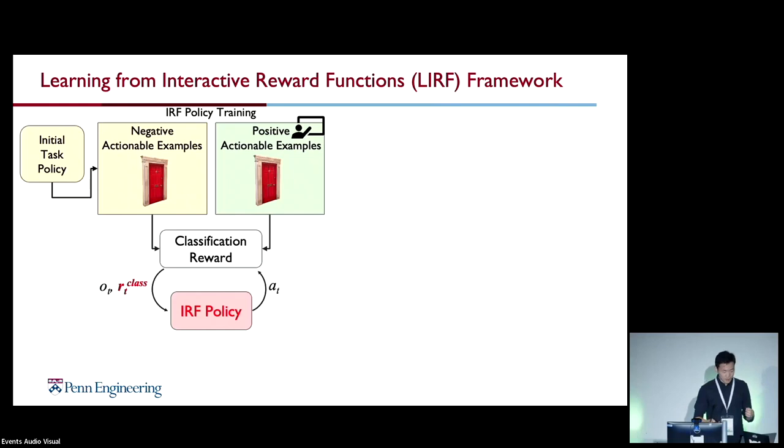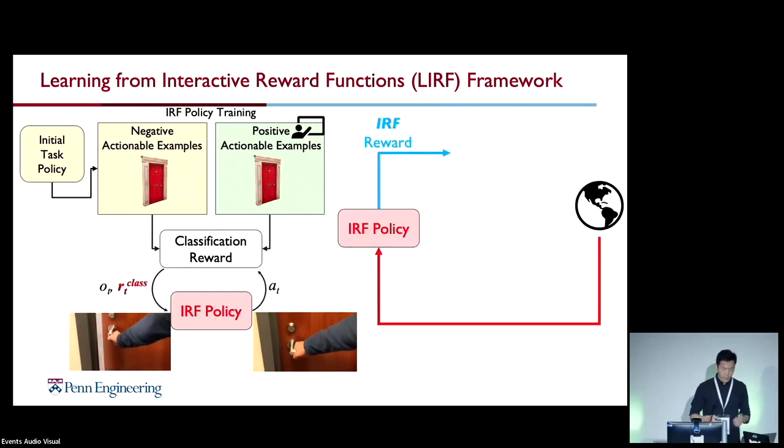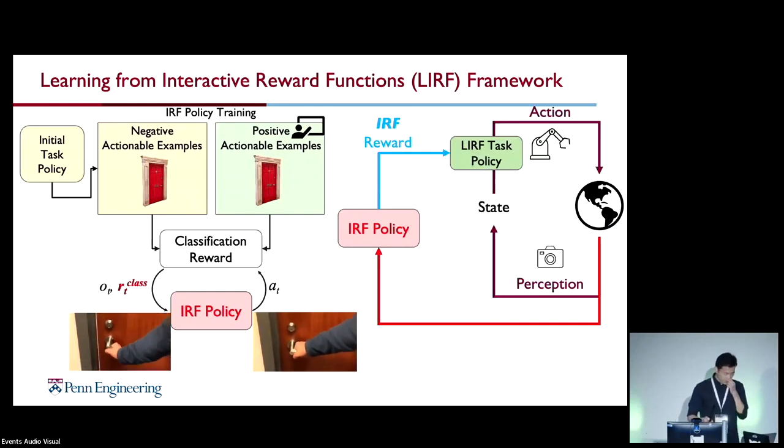Then the LIRF policy is trained to interactively distinguish the positive examples from the negative examples. This is how the LIRF policy learns good verification behavior. The final outcome of running the LIRF policy is thus an automatically inferred reward. It is high only if the door is properly locked. This reward can now be used to improve the task policy.